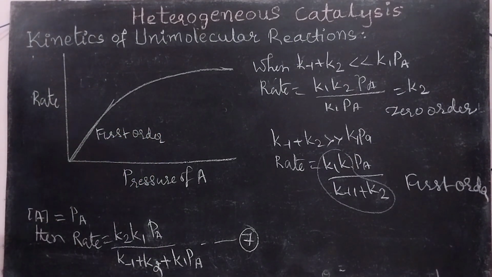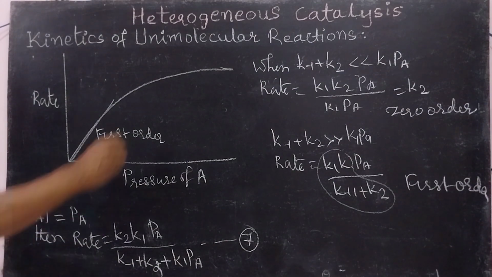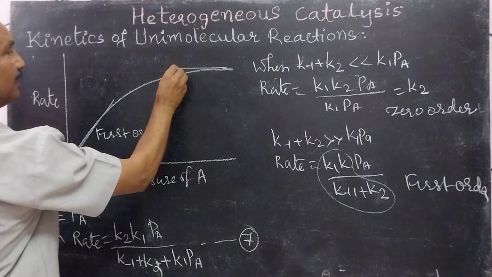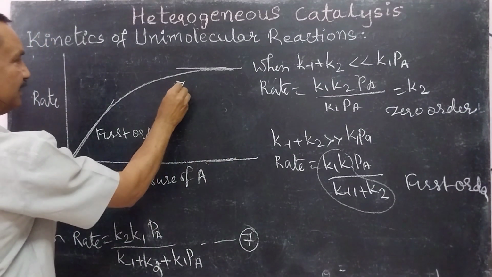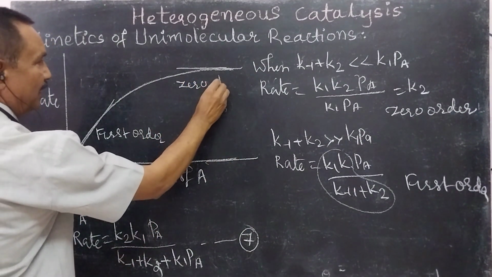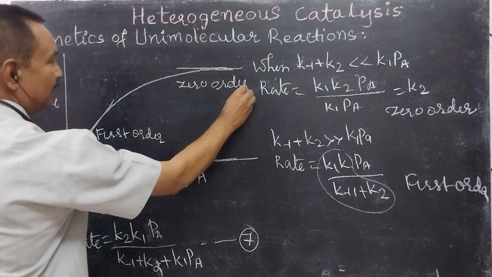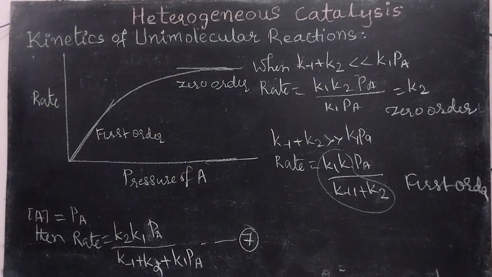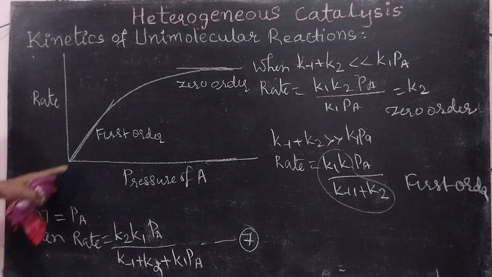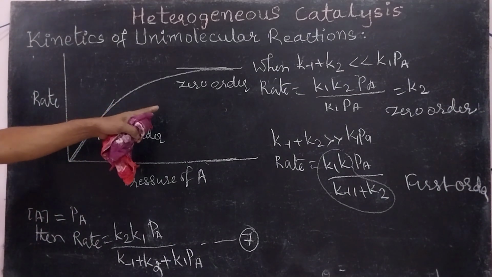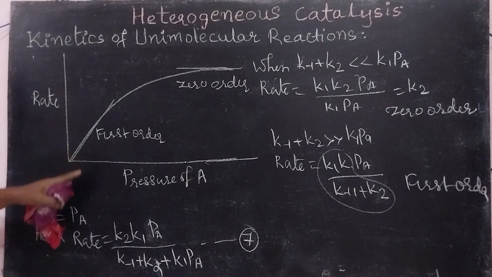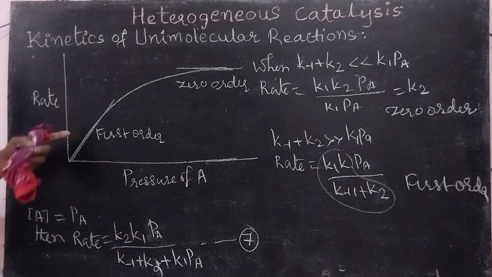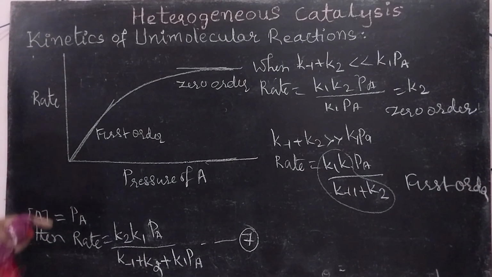Okay, when pressure is very low. And when the pressure is high, at high pressure here, the reaction is zero order. Thus we can apply the conditions: when pressure is very low, this is first order, and when the pressure is very high, this is zero order. This equation defines all the conditions. That means a reaction may be zero order or it may be first order. It depends upon the pressure of the reactants.